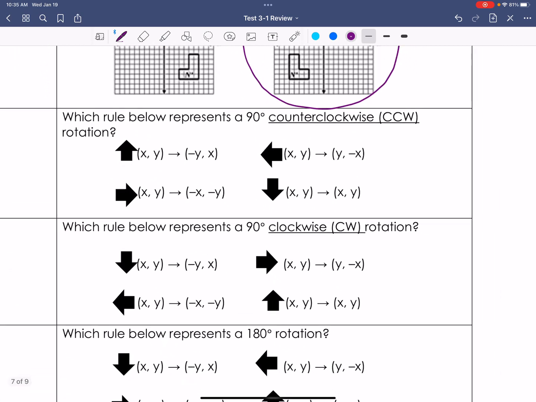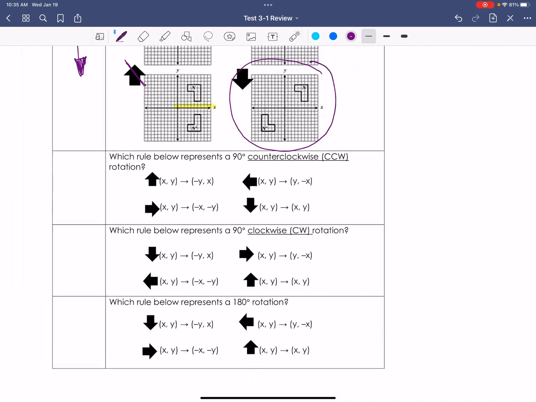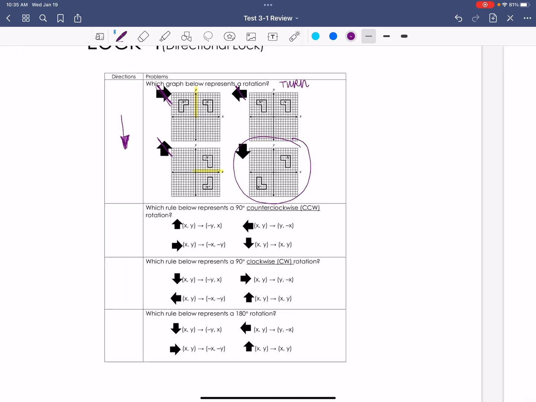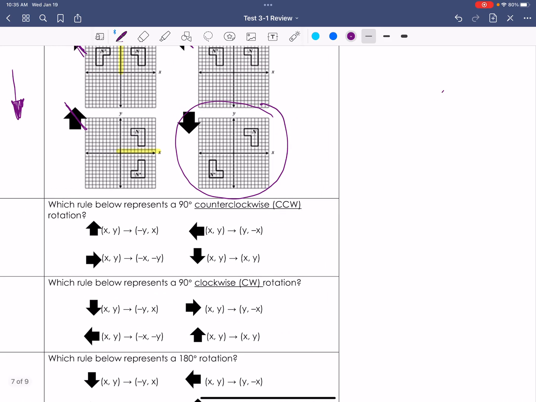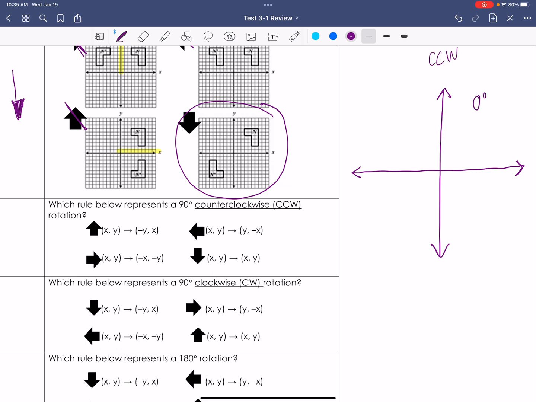Looking at your next problem, we want to know the rule for a 90 degrees counterclockwise rotation. Now for this, I'm going to go off to the side and draw our coordinate grid to help us answer the following problems. So here, I'm going to start off with counterclockwise. Here I have a 0 degree rotation. That means nothing should have changed. Everything is the same. So your rule is x, y.